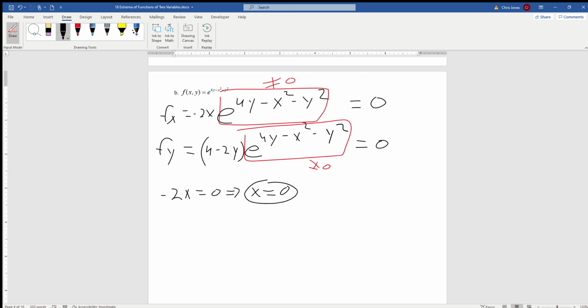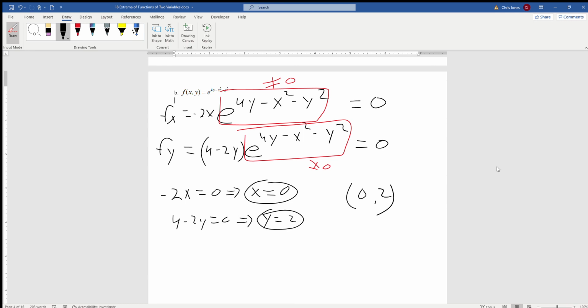And then we also have fy, which is going to be 4 minus 2y. And I think we can clearly see that y is going to be equal to 2 for that. So we're going to have 4 minus 2y equals 0, which implies that y is equal to 2. So we only have one critical point, (0, 2). And so, of course, what is the classification of that point? Is it a max, is it a min, or is it a saddle?